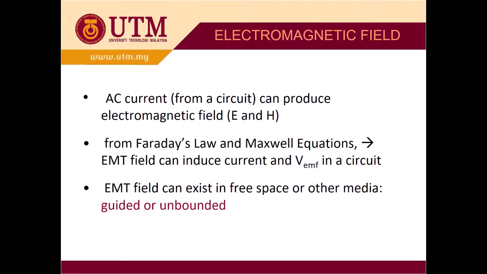So electromagnetic field is basically produced by the AC current. AC current is a time varying current. So it can produce both E field and H field simultaneously. That means for electromagnetic field, when we have E field, we have H field.